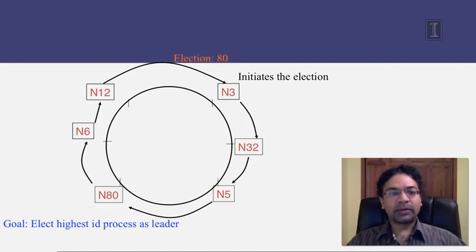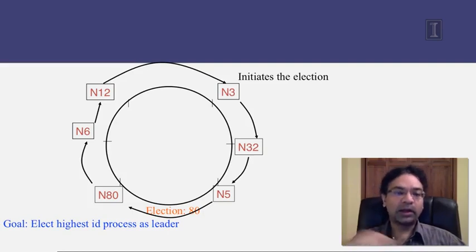Similarly, the election message goes through N6 and N12 unchanged because their IDs are lower than what's in the message. And now it reaches N3. N3 again just passes on the message. It compares what's in the message. It's the initiator, but it doesn't stop the election message from going around. What instead happens is that eventually the election message gets to N80, which sees that this is a duplicate election message and that the ID in the message is its own ID. And so the election message must have made one circuit around the ring, and it was unchanged, which means that none of the other processes in the ring have a higher ID than itself.